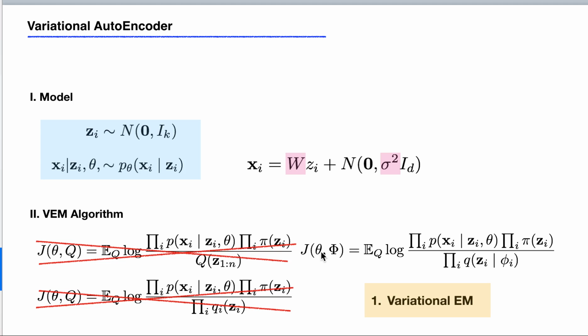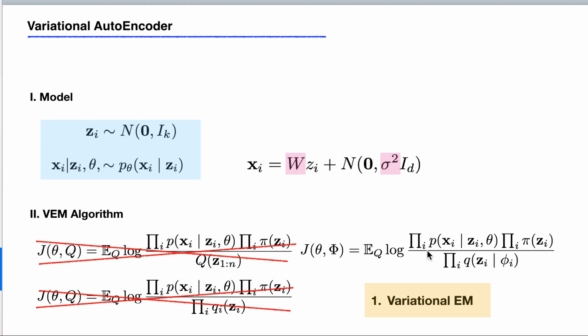And by imposing those restrictions, you can now see in the objective function I changed Q to be just a collection of those parameters, because we are not looking at any Q. We only look at Q from some parametric families, so we just want to estimate those parameters.